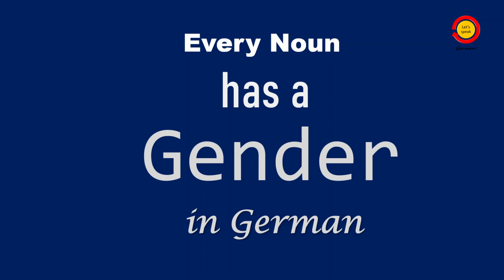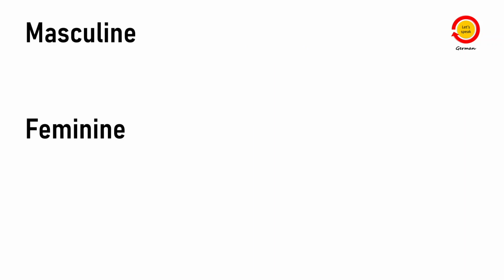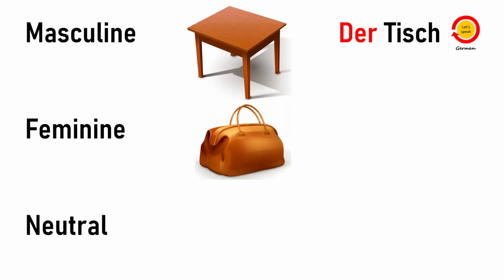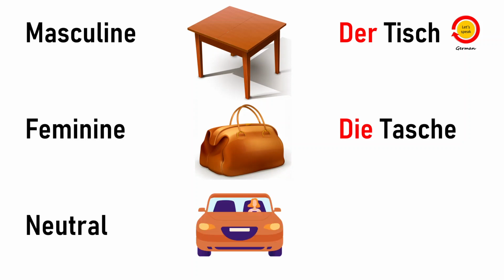Basically, every noun has a gender in the German language. There are three genders for German nouns: masculine, feminine, and neutral. A table is masculine: der Tisch. A bag is feminine: die Tasche. A car is neutral: das Auto. At first glance, gender in German doesn't seem to follow much logic.